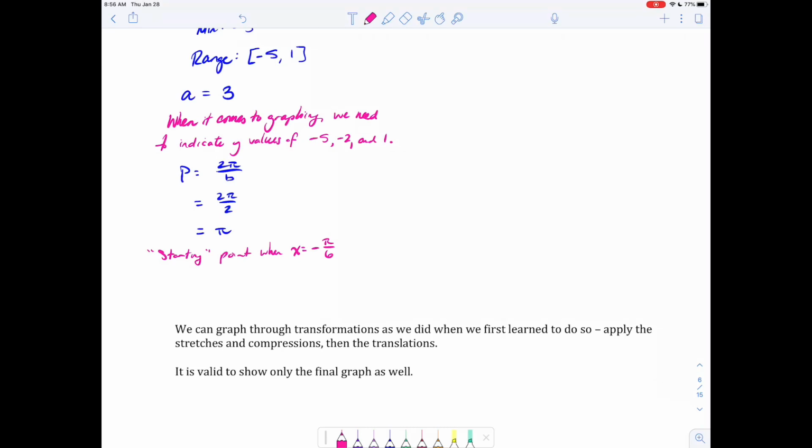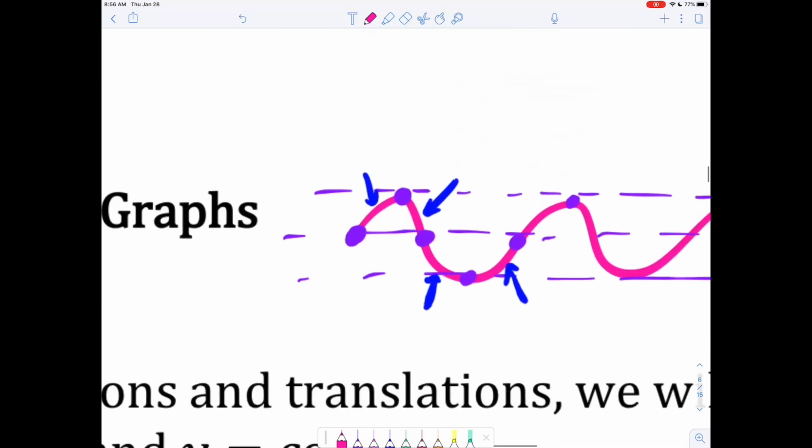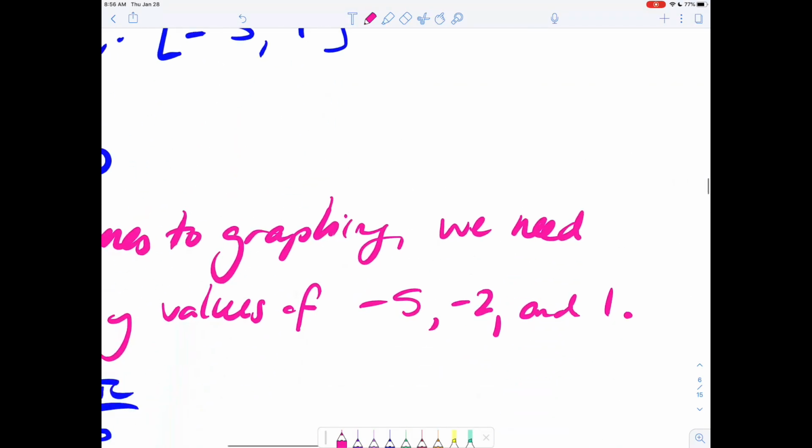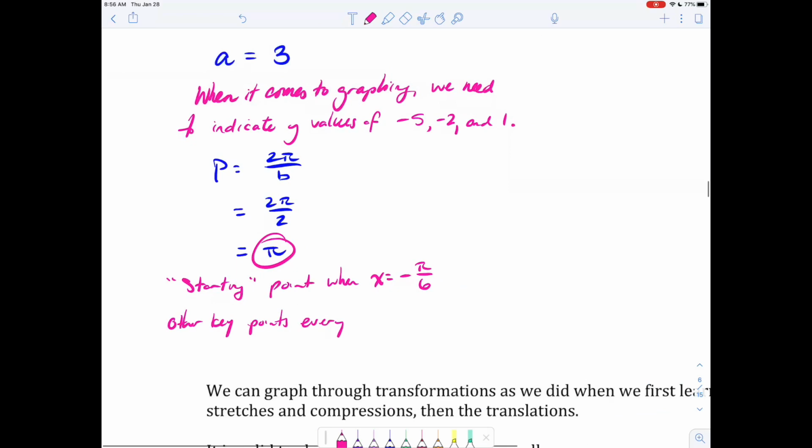and then we have other key points every period divided by 4. Again, noting that there are 4 segments that we can acknowledge within every period. And that's what we have to acknowledge when it comes to choosing our scale there.